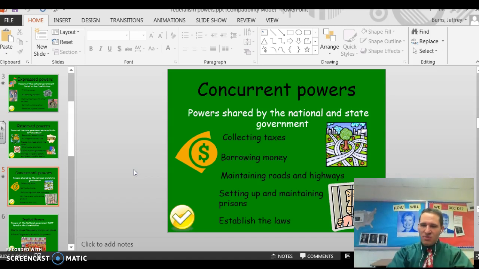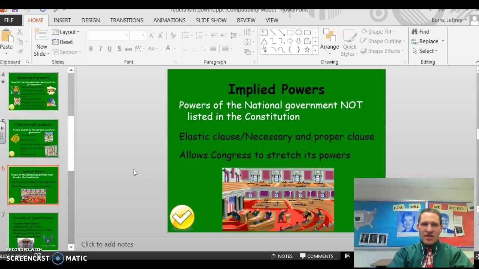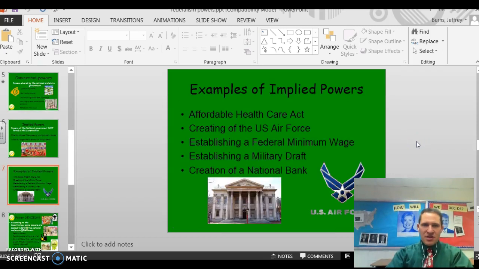All right, so next, what are implied powers? Powers of the national government not listed in the Constitution. There is this thing called the necessary and proper clause. Congress has the power to create laws that are necessary and proper to carry out express powers. It allows Congress to stretch its powers. A couple of examples: minimum wage, military draft, Air Force. There were no airplanes when the Constitution was written. Now there are airplanes, so we use it to help our military. Implied powers help carry out express powers.